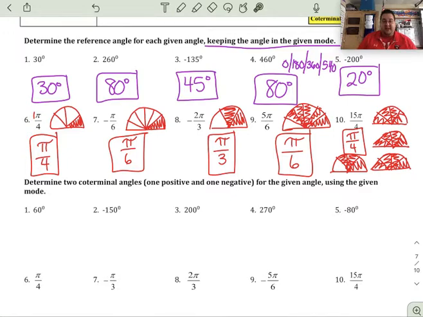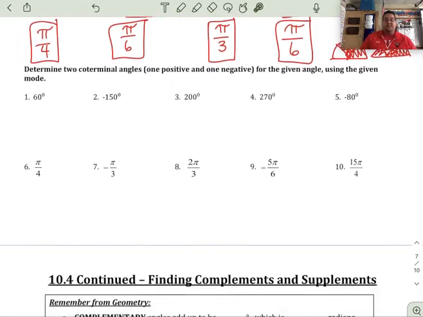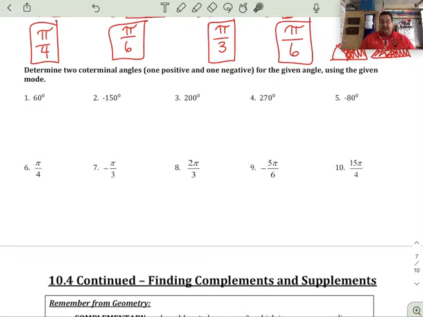So for coterminal angles, in order to find one positive coterminal and one negative coterminal, we actually have a very easy way to do this. We just need to add to get the positive one and then subtract to get the negative one, but we're going to add and subtract one full rotation around the circle. So if we want to be in the same spot as 60 degrees, another way to do that would be to add 360 more or take away 360 more.